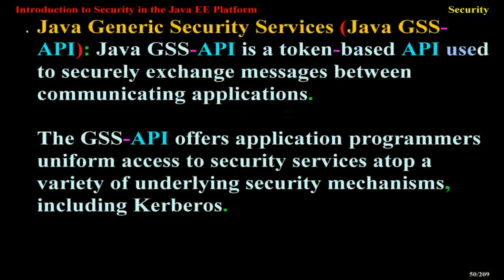Java Generic Security Services, Java GSS-API. Java GSS-API is a token-based API used to securely exchange messages between communicating applications. The GSS-API offers application programmers uniform access to security services atop a variety of underlying security mechanisms, including Kerberos.